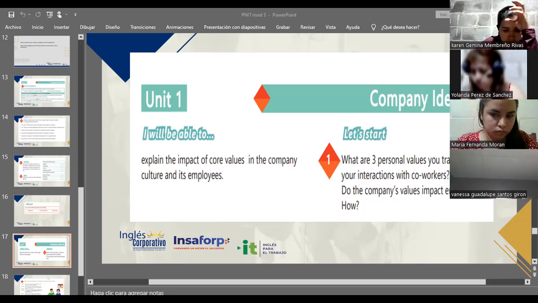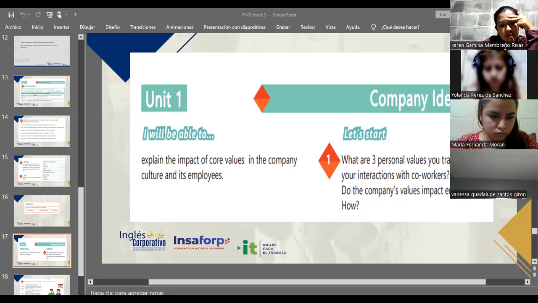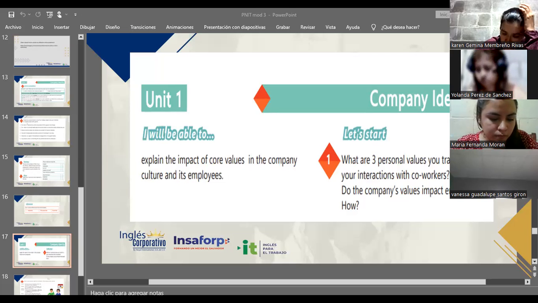In this lesson, you will be able to explain the impact of core values in the company culture and its employees. So we're talking about the values of the company. Now I want you to write 3 personal values you transfer to your interaction with your coworkers. Okay, that is the first question. Write 3 values that describe you.